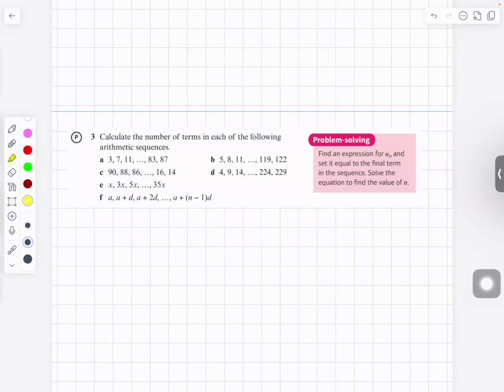So for question 3F, it says calculate the number of terms in each of these. So I've highlighted that 3F for each of the following sequences.